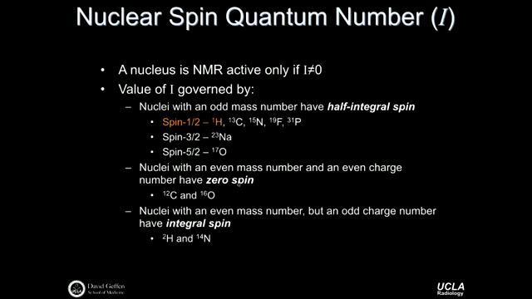Now, it's possible to have zero spin, like I said. If you have an even mass number and an even charge number, you're going to have zero spin. So things like carbon-12 and oxygen-16 are not NMR visible, if you will. You can also have nuclei with even mass number but odd charge number, and there you'll have integral spin. So you'll have a spin-1 system. I think nitrogen is maybe a spin-1 system too. I can't remember. Still NMR observable, if you will.